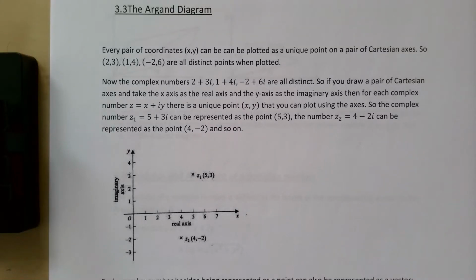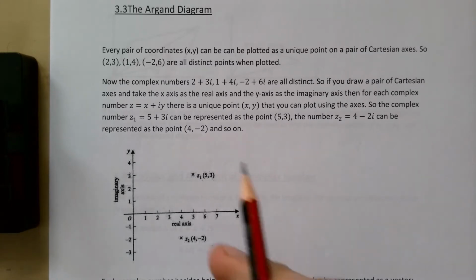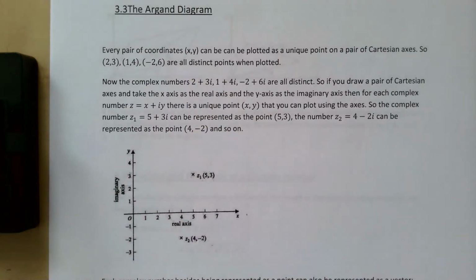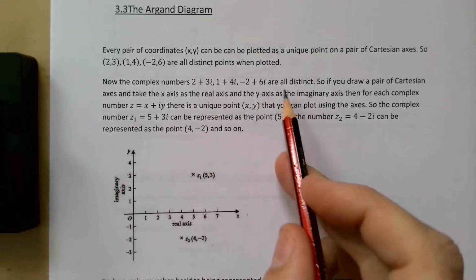Okay, this is some information then on the Argand diagram from our AS Further Maths. So just a wee reminder then, every pair of coordinates (x, y) can be plotted on a pair of Cartesian axes. For example, (2, 3) would be 2 across, 3 up, etc. Complex numbers are also distinct.